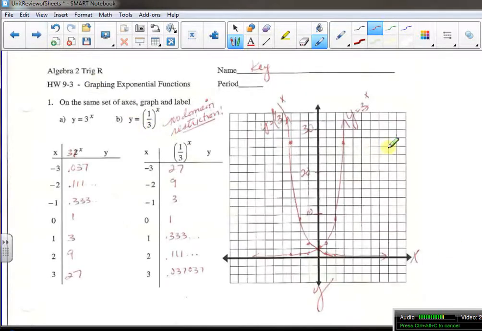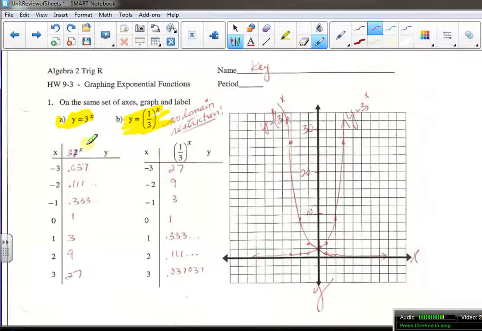Moving on to day 3, where we started talking about exponential graphs. A couple of important points I'd like to make on these exponential graphs. First of all, notice on the first 2 problems that we had to do, 3 to the x and then 1/3 to the x. Well, we took the reciprocal of that 3.